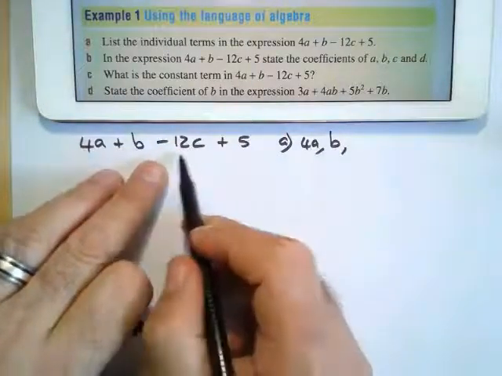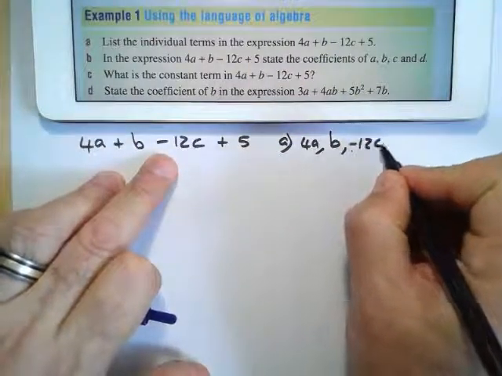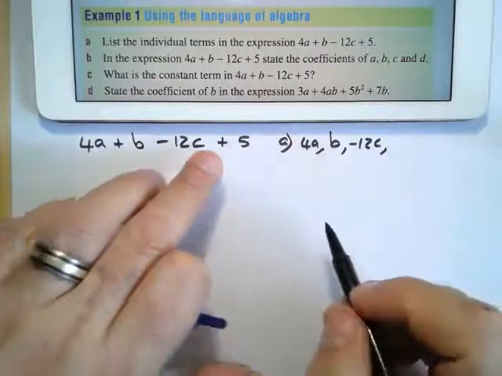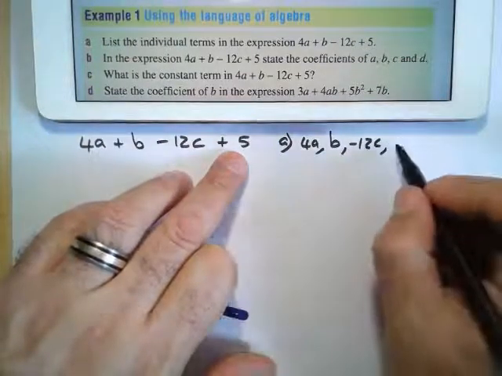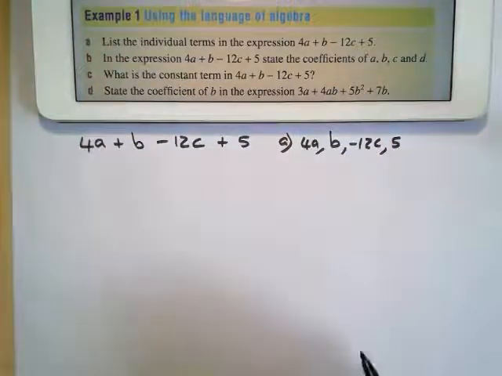My third term is negative 12c. I put a negative, otherwise nobody knows that's a negative. And my last term is plus 5, but I'm not going to write plus 5 because if I say just 5, we all assume that it is plus. Okay, so that was A done.